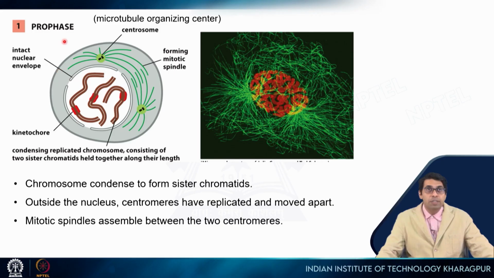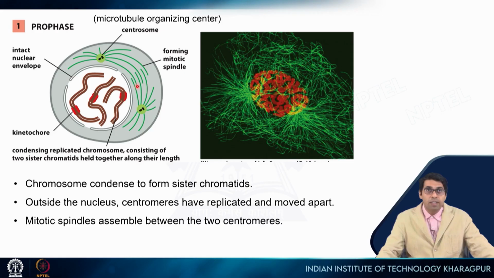The first one is prophase. In this case the chromosome condenses to form sister chromatids. You can see that there are two chromatids, right, they are connected together. Now, remember that DNA replication has already happened, so these two are exactly the same chromosome, there are two copies of that. This is inside the nucleus. Outside the nucleus, centromeres have replicated and moved apart. Initially there was one centromere, they have replicated and now they are moving apart.